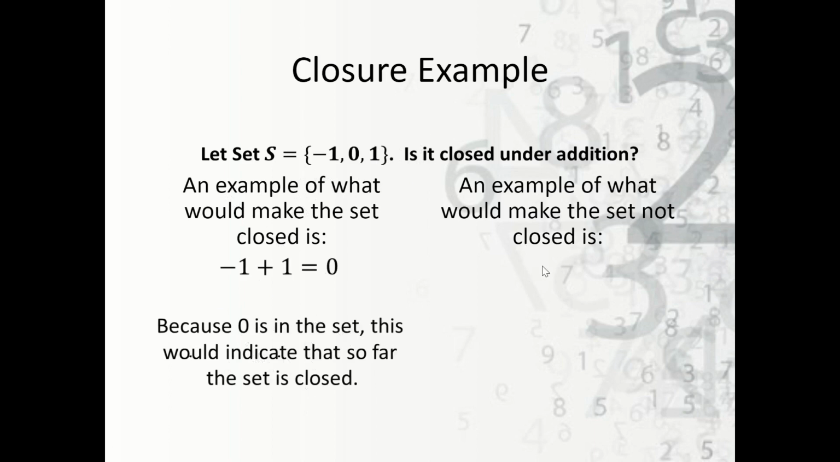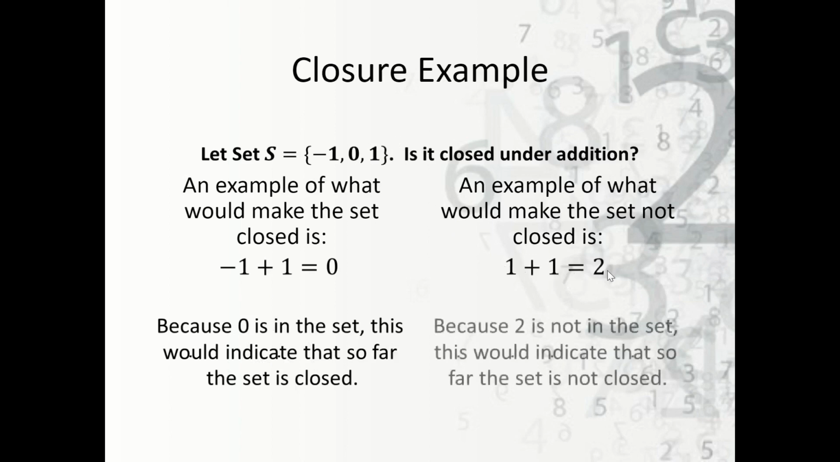Now, is there an example we can come up with that makes it out of the set? Well, if we add 1 plus 1, because we do need to include an element plus itself, 1 plus 1 equals 2. Well, 2 is not in the set, therefore the set is not closed. And again, if there's even one example of this, it doesn't matter that the other part ended up inside the set. Because this one example is out of the set, the whole set is not closed.